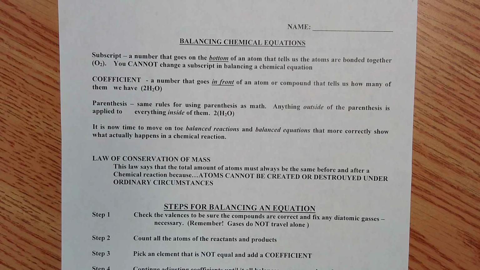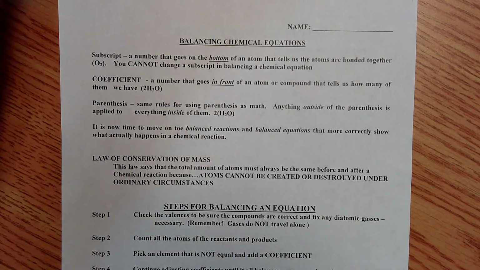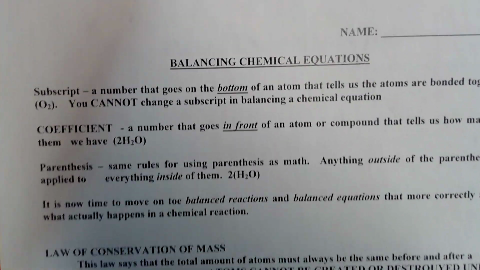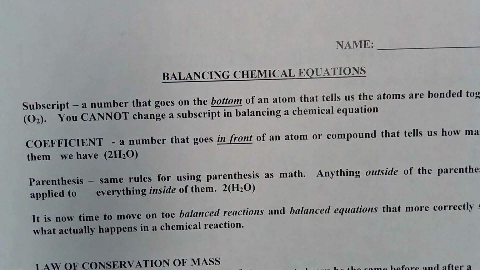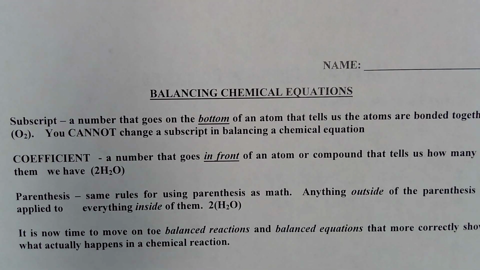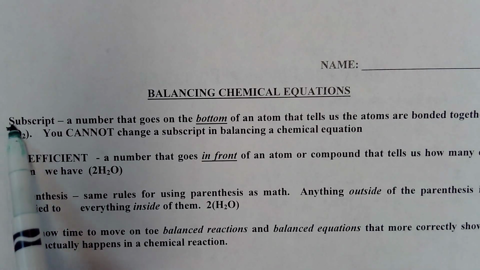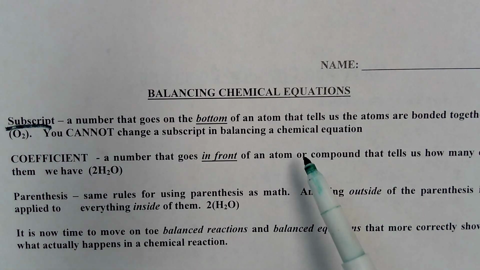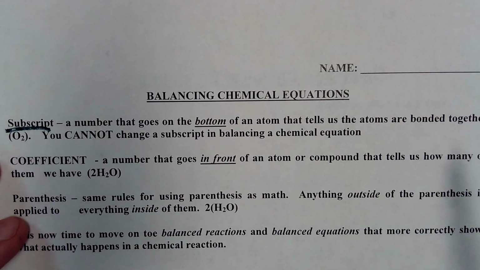Now we've got some rules to go through, and that's not a lot of fun, but it is really important, okay? So let's just explain a few of these things, and it will help set us up. In the next video, I'll actually go through some of the equations that we have on our worksheet, okay? First of all, it says subscript. We've talked about this enough that we should know what it is. A number that goes on the bottom of an atom that tells us the atoms are bonded together.